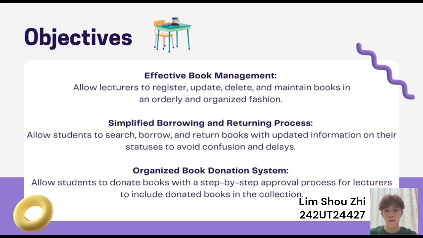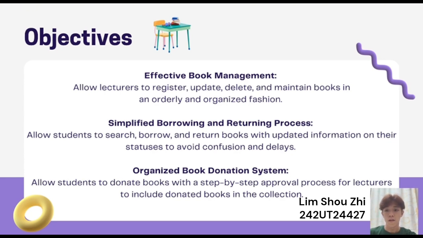So for objectives, we have effective book management, which allows lecturers to register, update, delete, and maintain books in an orderly and organized fashion. And next is simplified borrowing and returning process, which allows students to search, borrow, and return books with updated information on their status to avoid confusion and delays. And the third one is organized book donation system. This system allows students to donate books with step-by-step approval process for lecturers to include donated books in the collection.